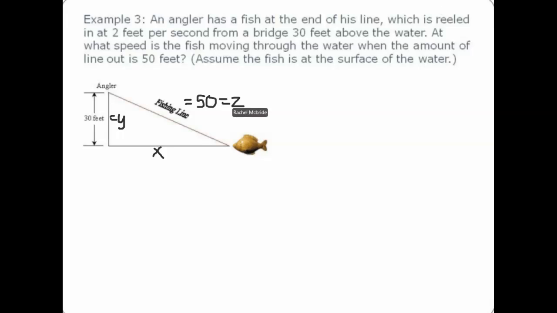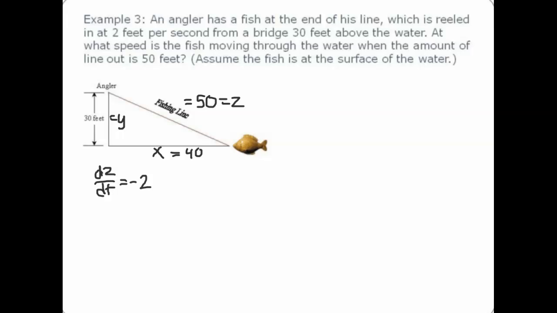So we also know that if it's 30 and 50, the missing piece is 40. So the fish is 40 feet from the dock, the fishing line is 50 feet. It's being reeled in. If it is being reeled in, then the distance is closing in, meaning it's shrinking. Therefore, dz/dt is negative 2 feet per second because it's reeling it in at that rate. Therefore, that rate is shrinking.